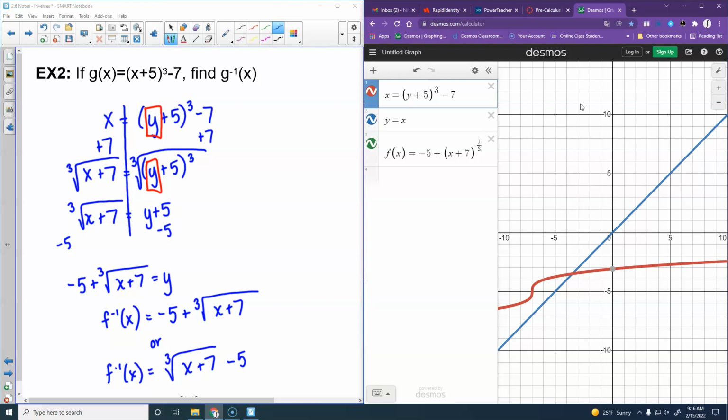Coach Wood loves some Desmos tricks. No, I just told them to check the reflection.